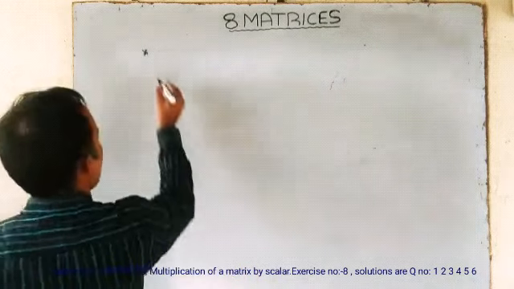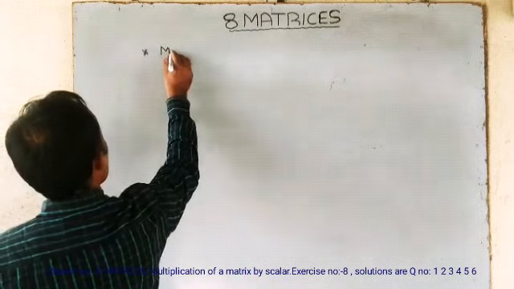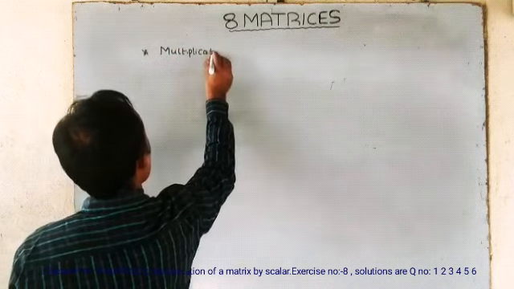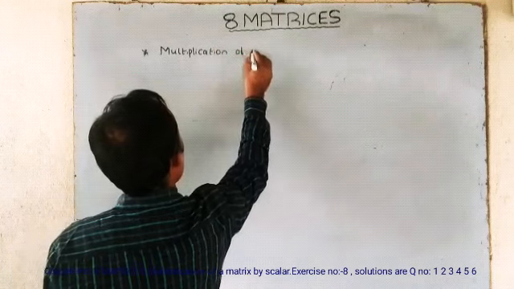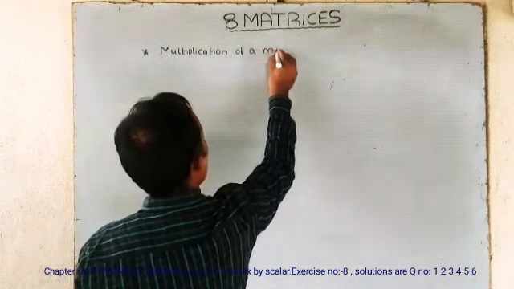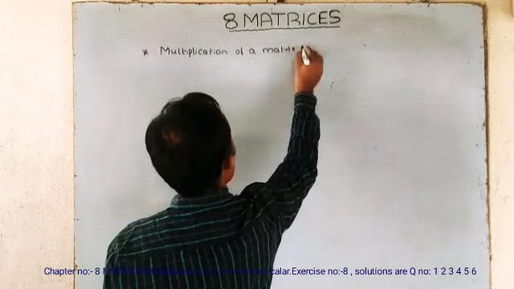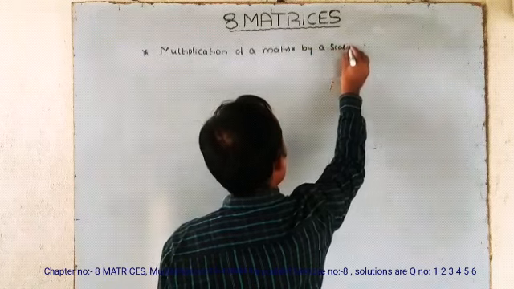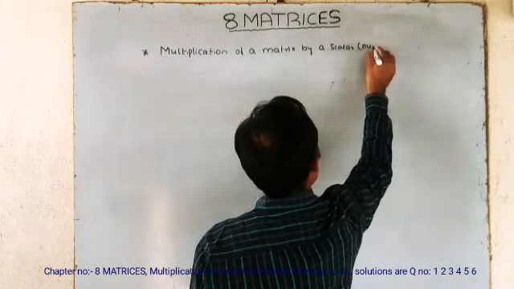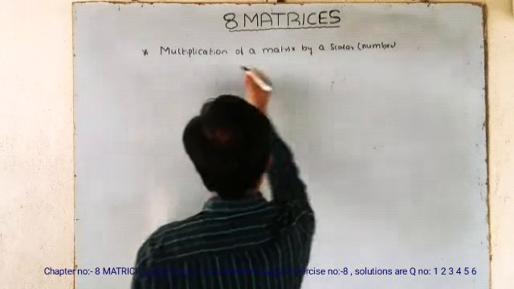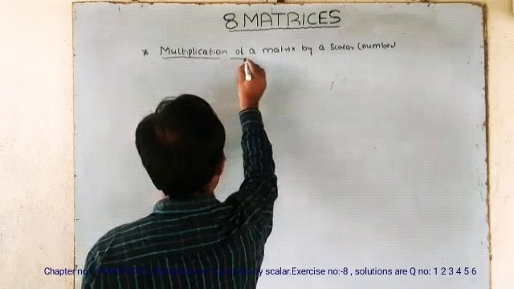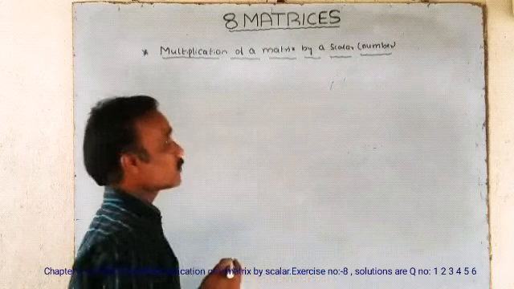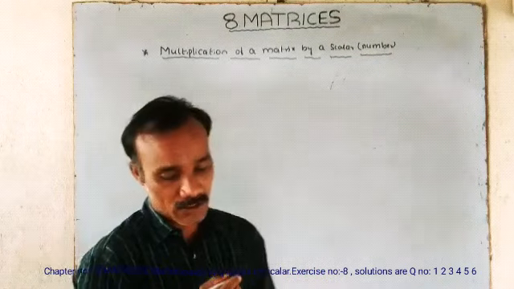Next operation, multiplication of a matrix by a scalar. Scalar or number, anyone. So addition over, subtraction over. Now the third operation, multiplication of a matrix by a scalar.